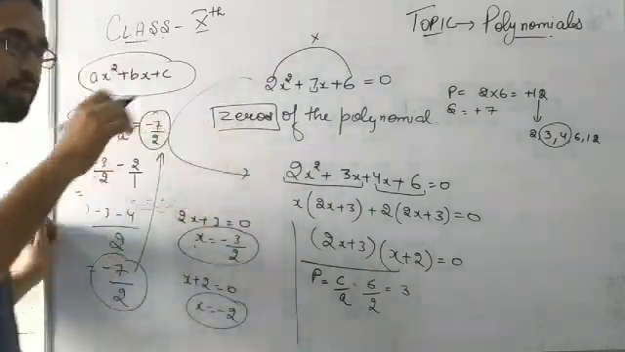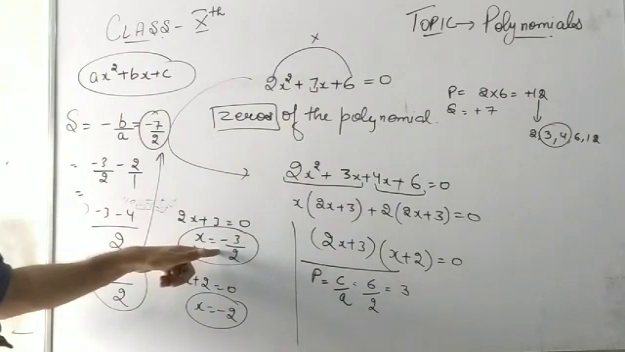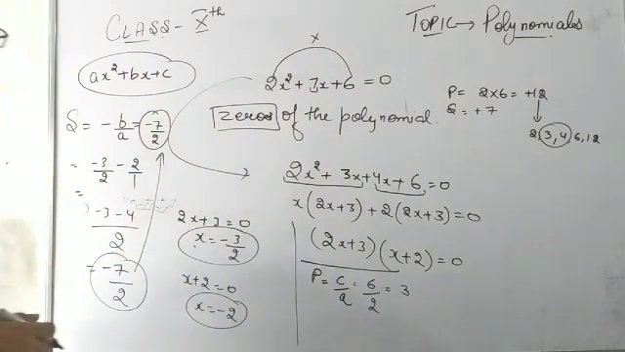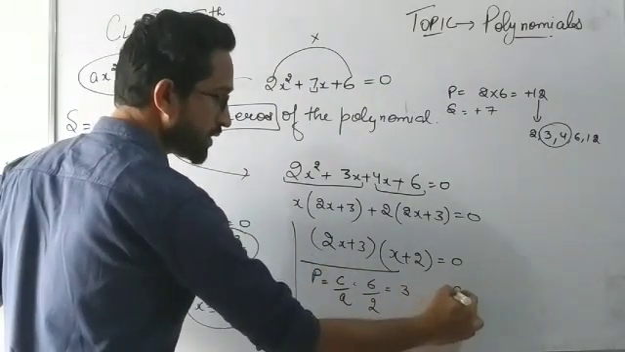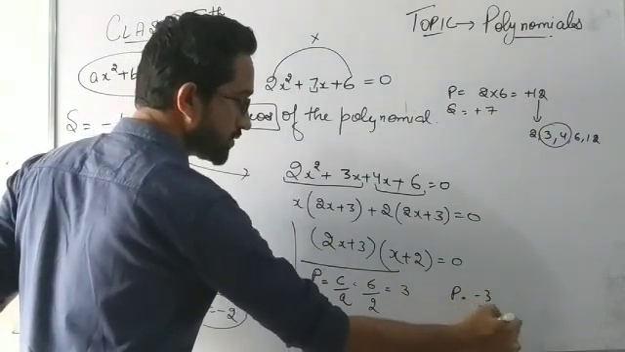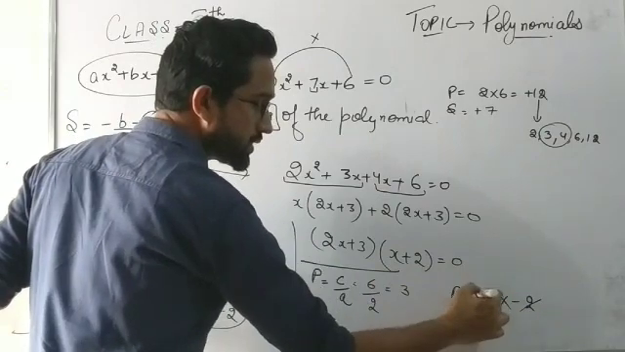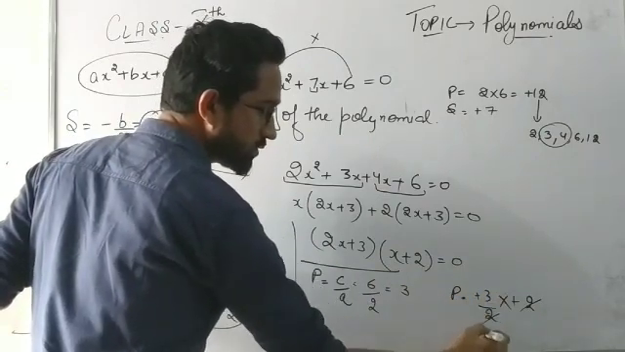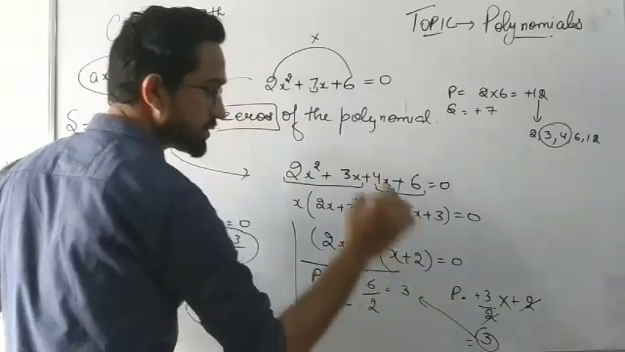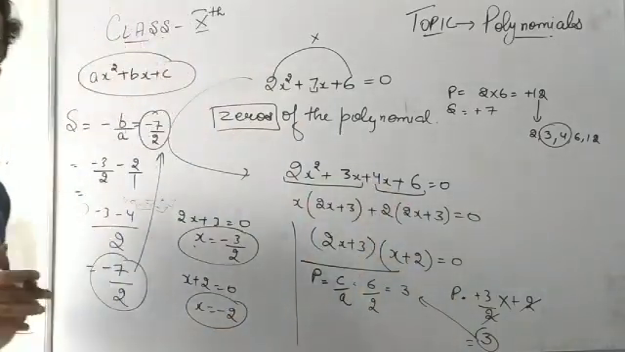So let's verify it. Our zeros were minus 3 by 2 and minus 2. So let's see. Minus 3 by 2 into minus 2. The 2 cancelled, minus minus cancelled, so that is equal to 3. You can see it is same as this. Hence, it is verified.